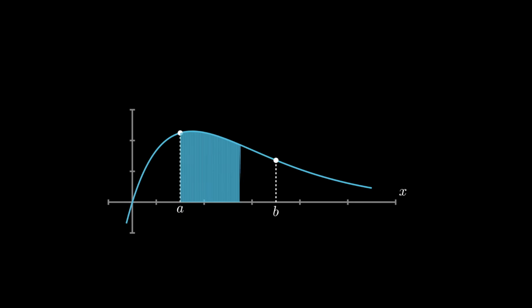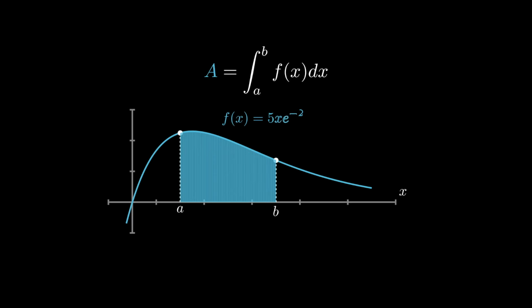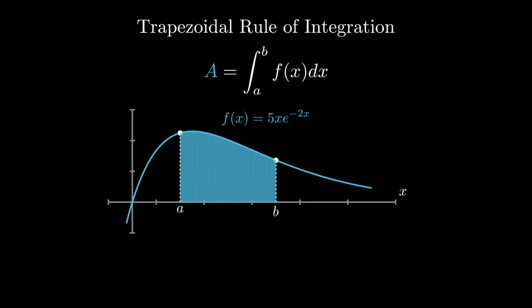We need to find A, that is the area under the curve f of x between A and B. We usually do this by integrating f of x from A to B, but the function we have is difficult to integrate. We can find this area approximately by using a numerical method. We don't need to integrate the complicated function. In this video, we will learn what the trapezoidal rule of integration is.